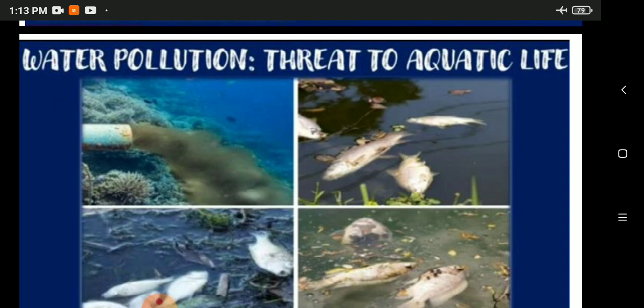If all this wastewater is left in the water bodies as it is, the water bodies become polluted, and that is very dangerous for us. Not only for us, but for the living things that are in the water. Such water cannot be used for drinking. Can we use this water for drinking or any other purpose? No, we can't use this water for drinking or any other purposes.